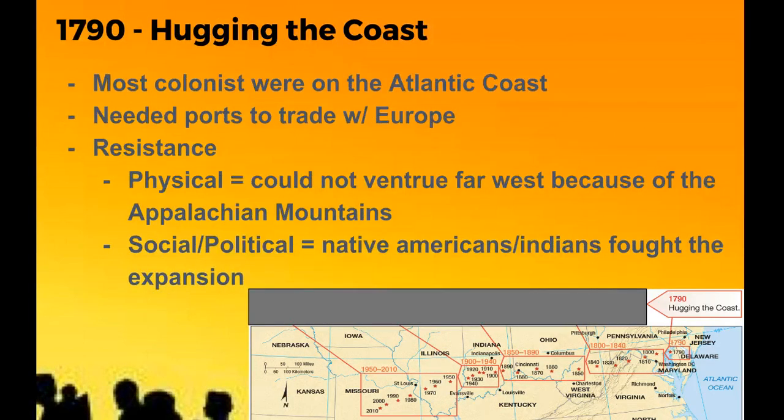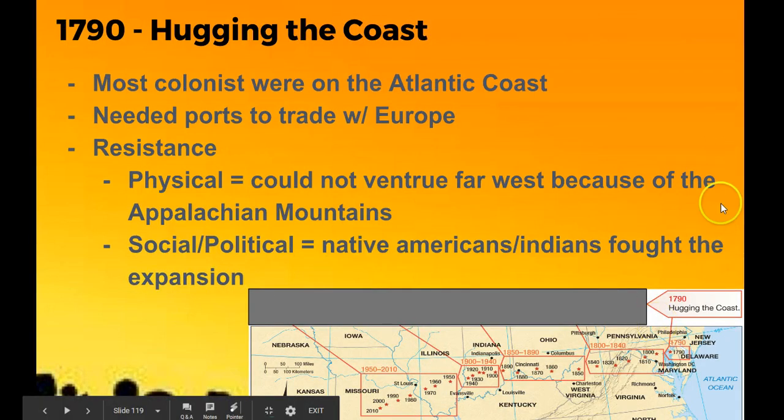Now the first one, hugging the coast. Keep in mind, at the original time of the United States and our original center of population, we only had the eastern part of the United States. Okay, we did not have the rest of the United States at this point.